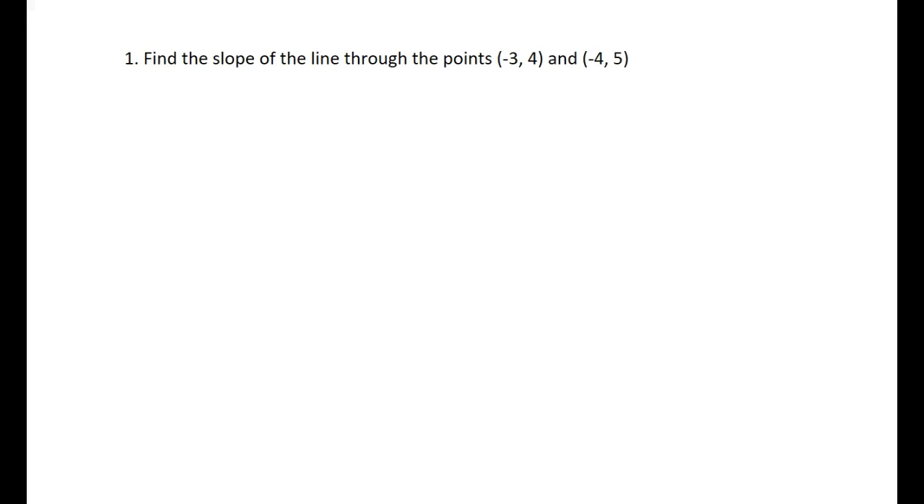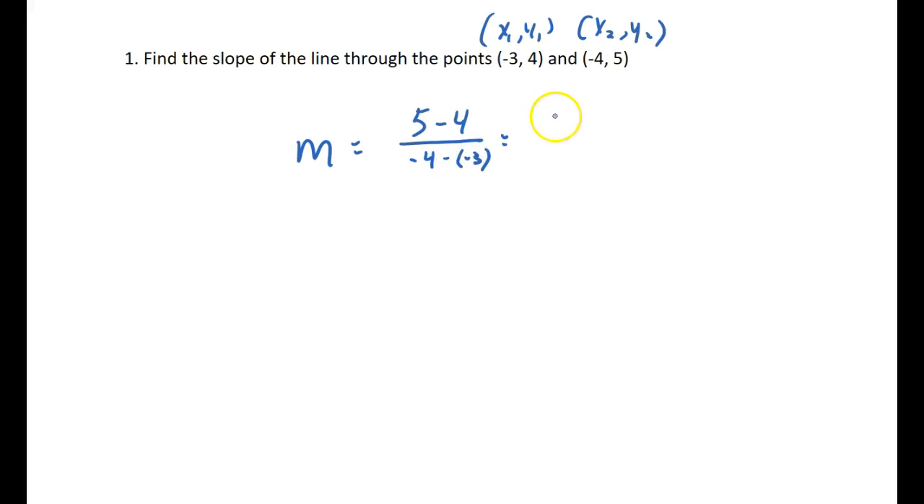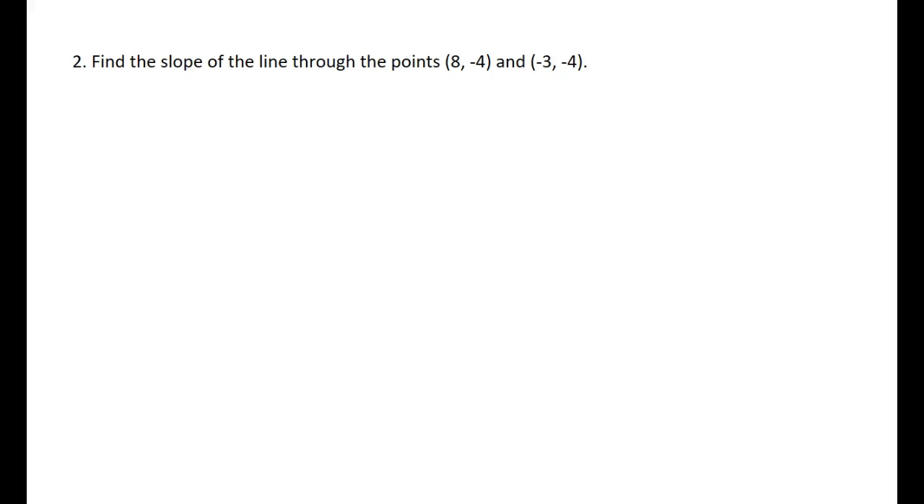Well, if I'm given 2 points, I can find the slope of the line that goes through those points just by picking one point to be x1, y1, and the other point to be x2, y2. So let's just do it, okay? So my slope is y2 minus y1, 5 minus 4, over x2 minus x1, negative 4 minus negative 3. You got to watch your signs on here, guys, okay? And so it's going to be negative 4 plus 3, which is negative 1, and that works out to negative 1.